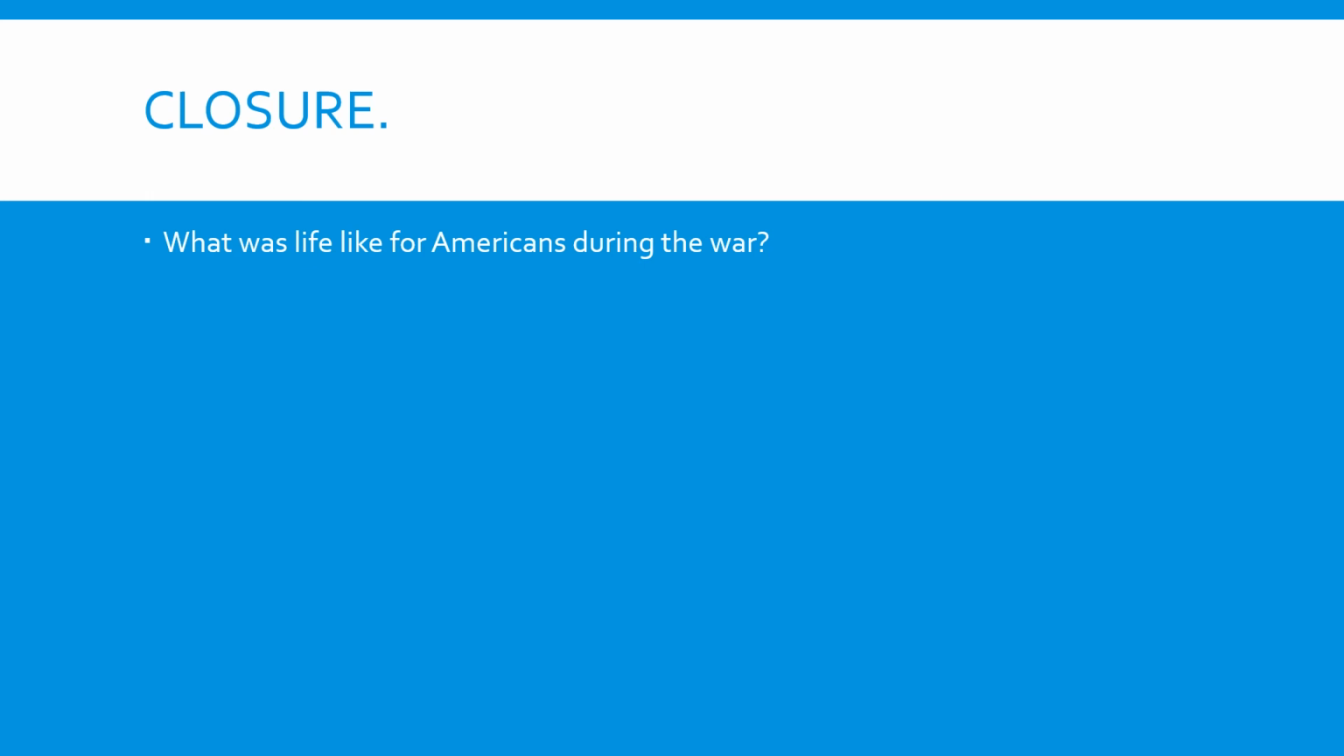All right, so think about some of the things we discussed. What was life like for Americans during the war? Think about some of the struggles they were going through, some of the positives they were facing, and think about some of the discrimination that was happening in our country as well during the war, not just in the military, but here at home too, against African Americans, Mexican Americans, and also Japanese Americans.